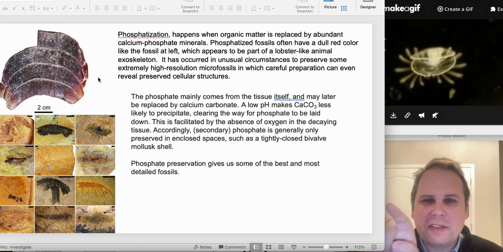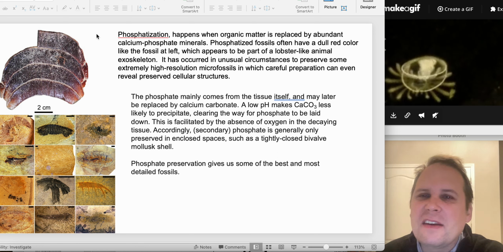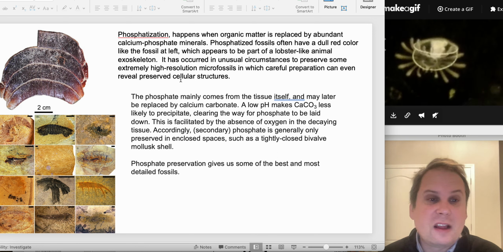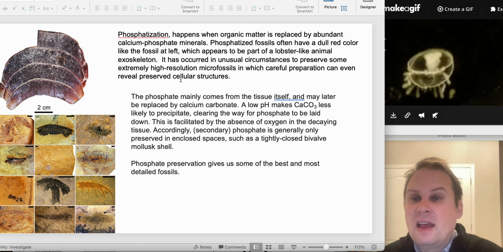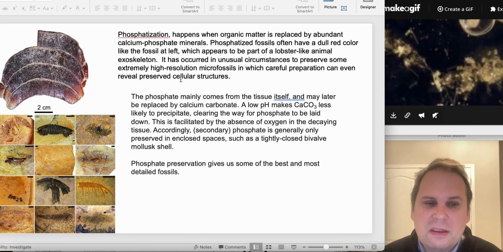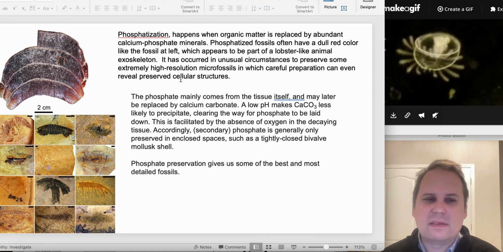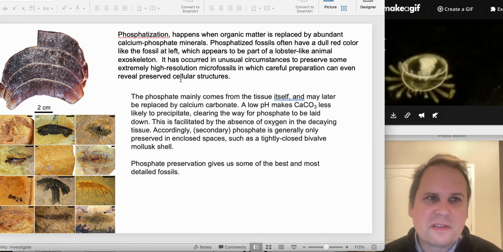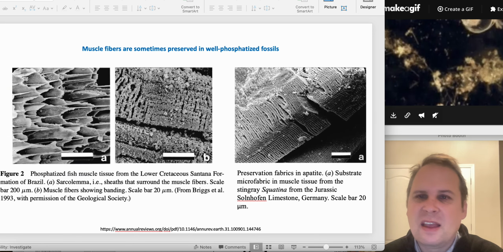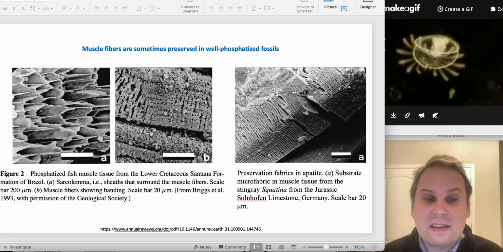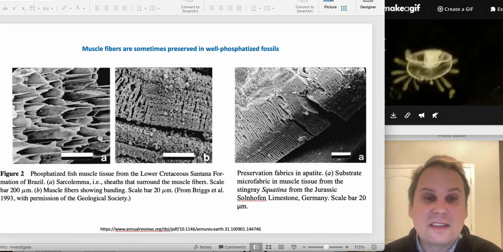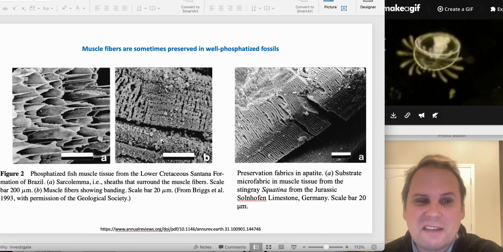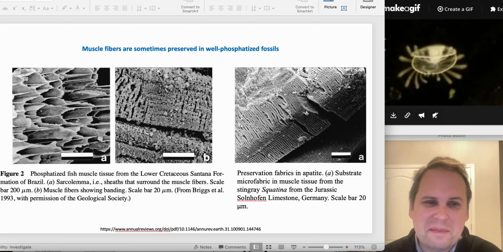Phosphatization. Look for that red color. This color right here. That's what phosphate preservation looks like. We'll be looking at a lot of little nodules that have phosphate preservation. Phosphate preservation gives us extremely good, even sometimes cellular or subcellular preservation of biological structures. So it is really nice. Here are some phosphatized fossils, and you can actually still see the organization of the muscles in little bands. And this is all just like phosphate replacing most of the organic materials.